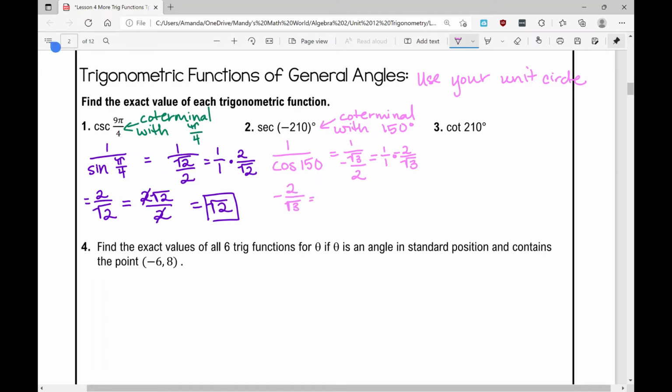But can I leave it like that? I can't. I need to rationalize the denominator. And I get negative 2 times the square root of 3 over 3. And that's the value of secant of negative 210 degrees.